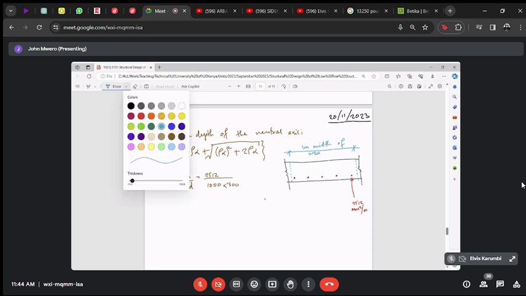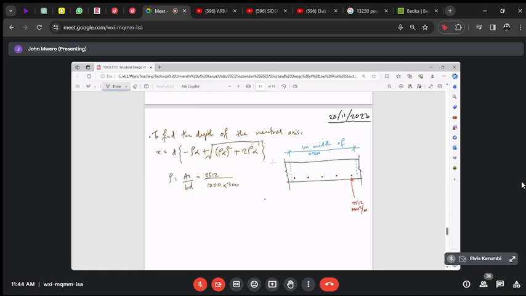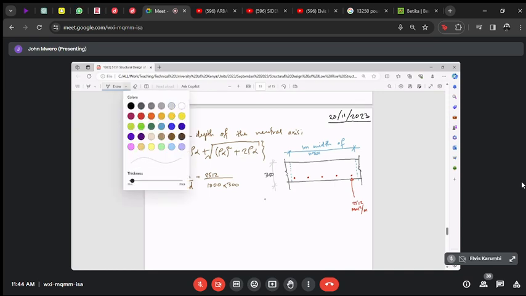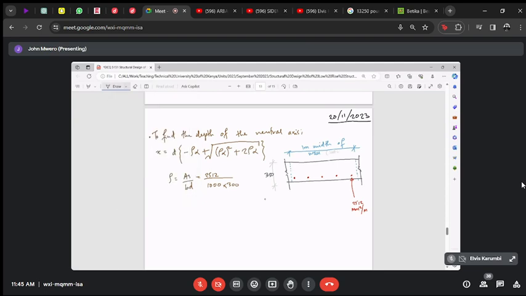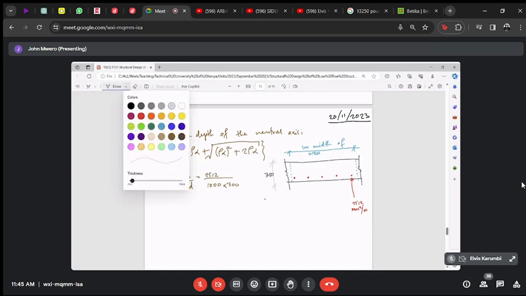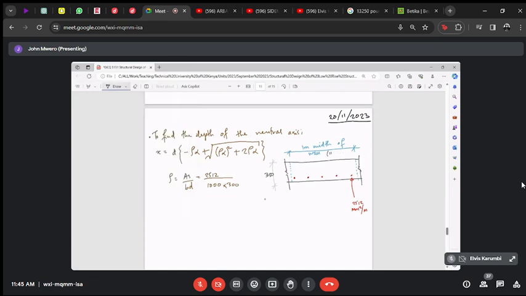The dimensions, therefore, would be: we have been told that the wall is 350 millimeters thick. So this dimension is 350 millimeters. And we are considering a 1 meter width strip of wall. So this is basically 1000 millimeters.